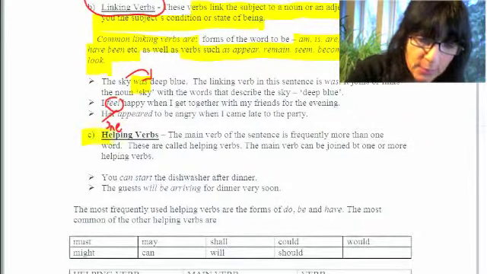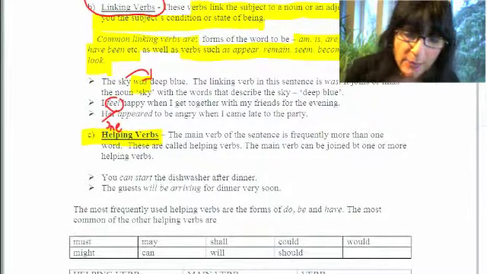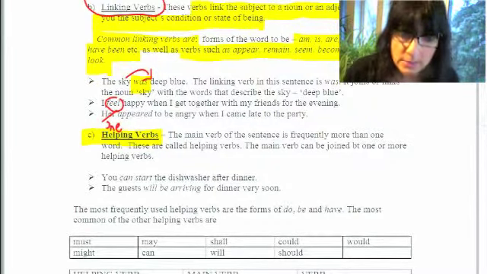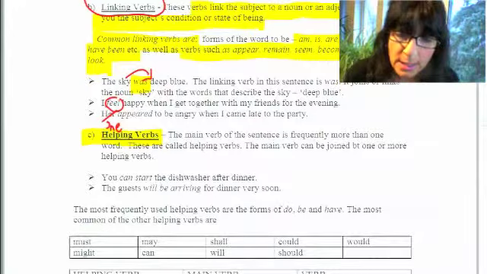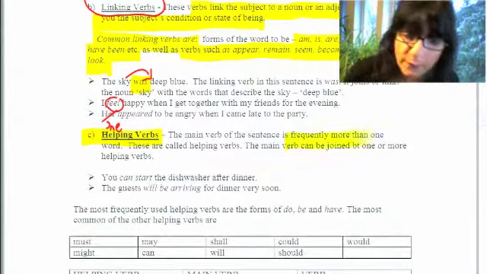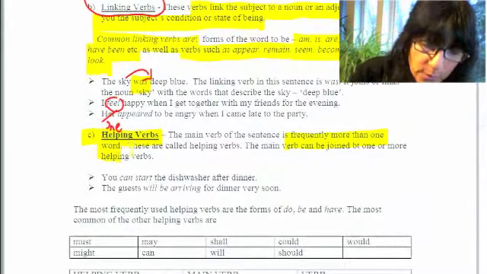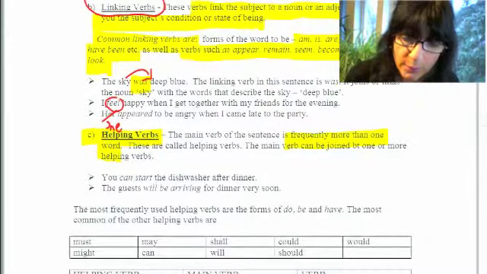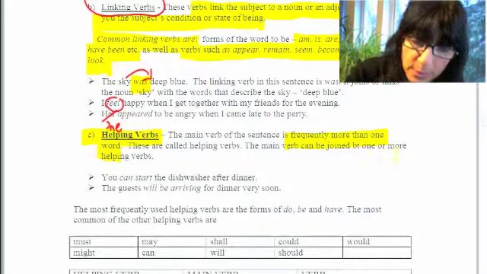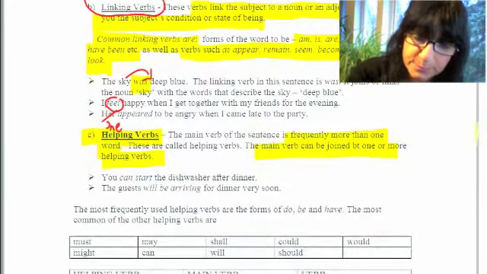The third type of verb is called a helping verb. And the helping verb is exactly what it does. It's assisting the main verb of the sentence. The main verb cannot stand by itself, and it's often more than one word. So the word that goes next to the main verb is called a helping verb. And the main verb can be joined by one or more helping verbs.